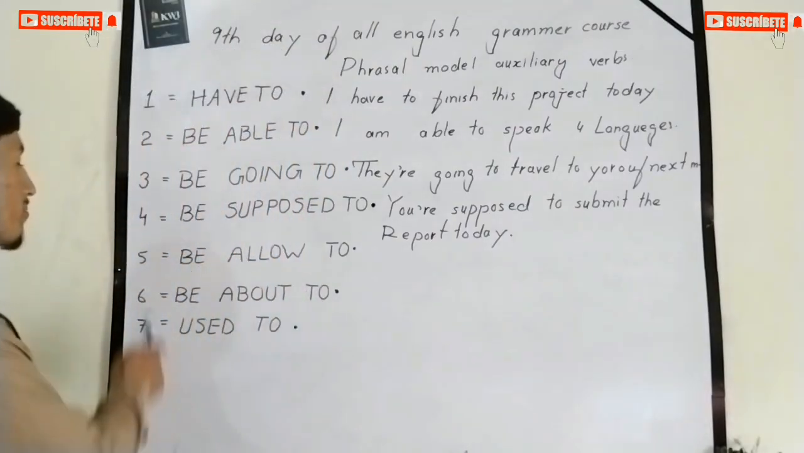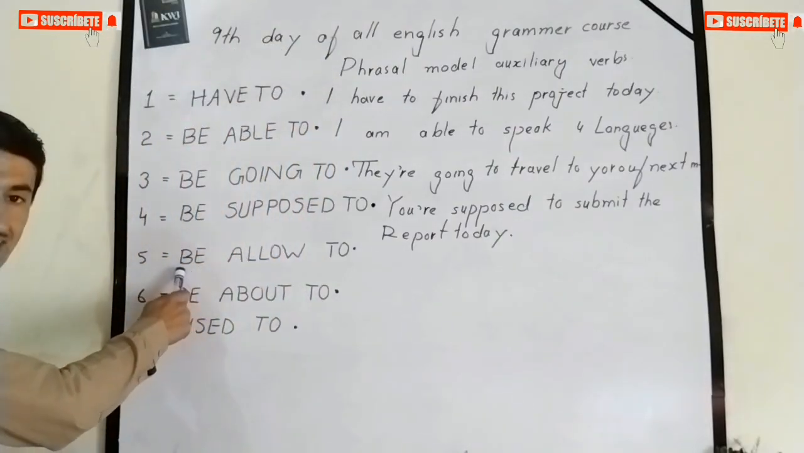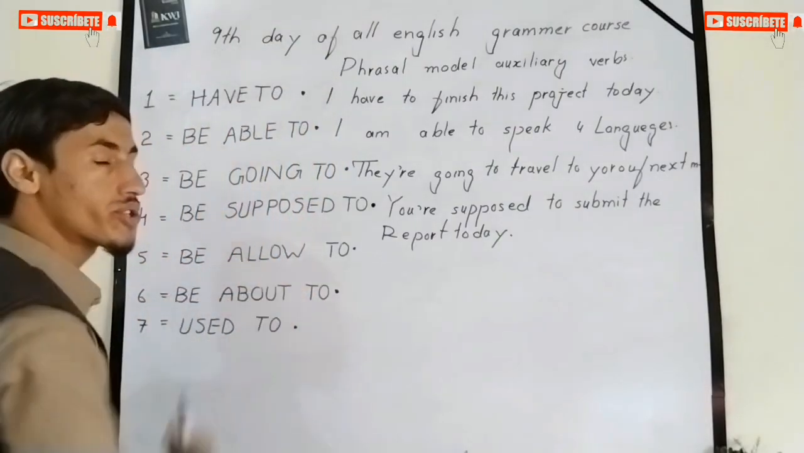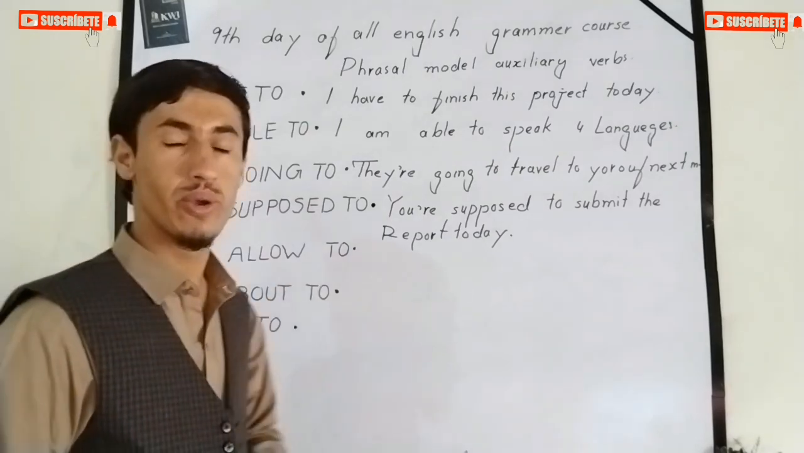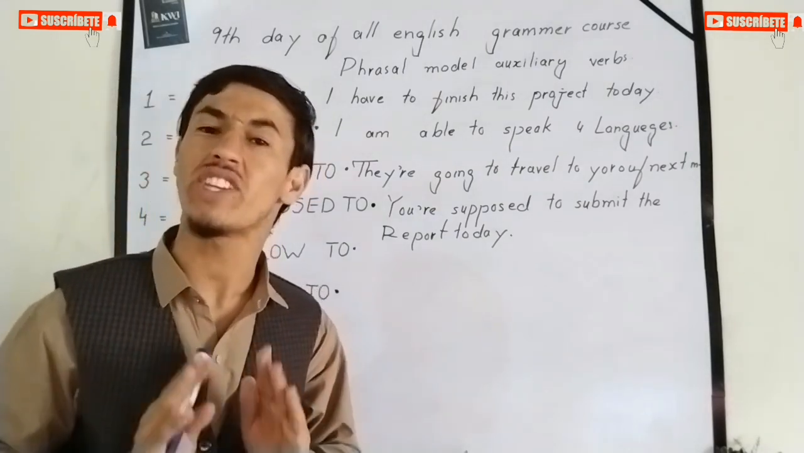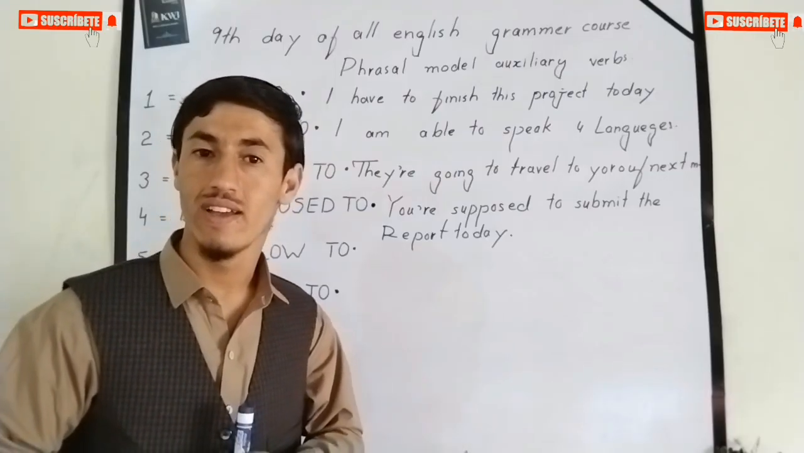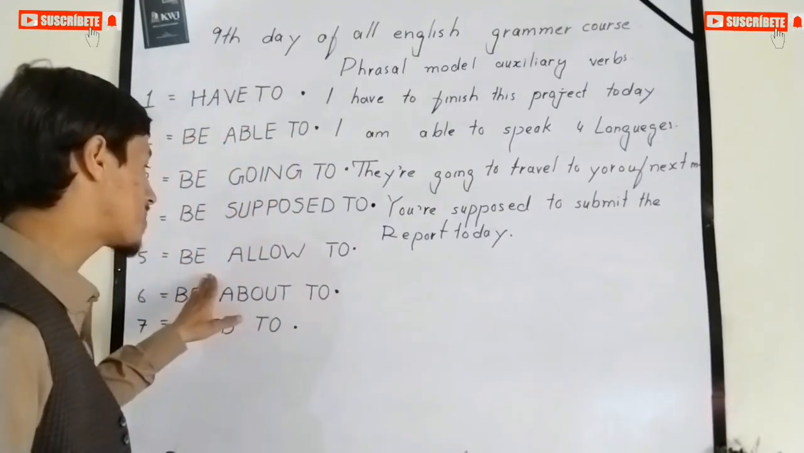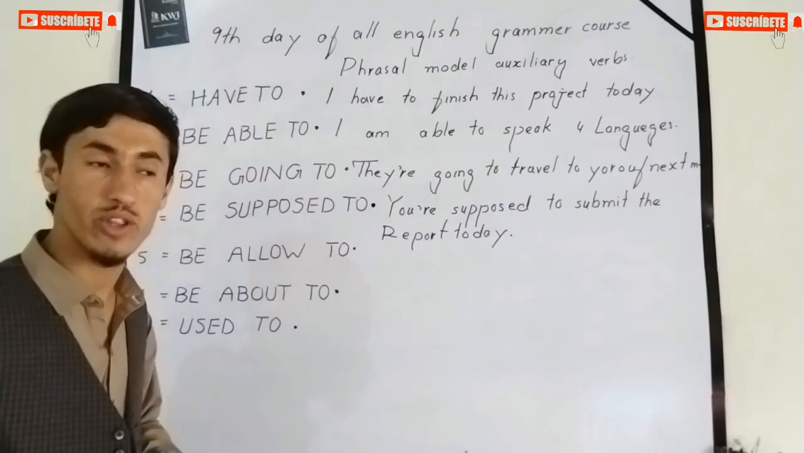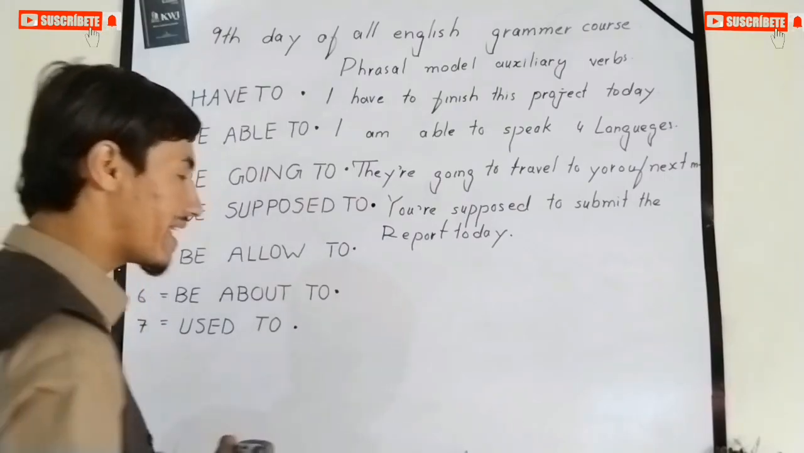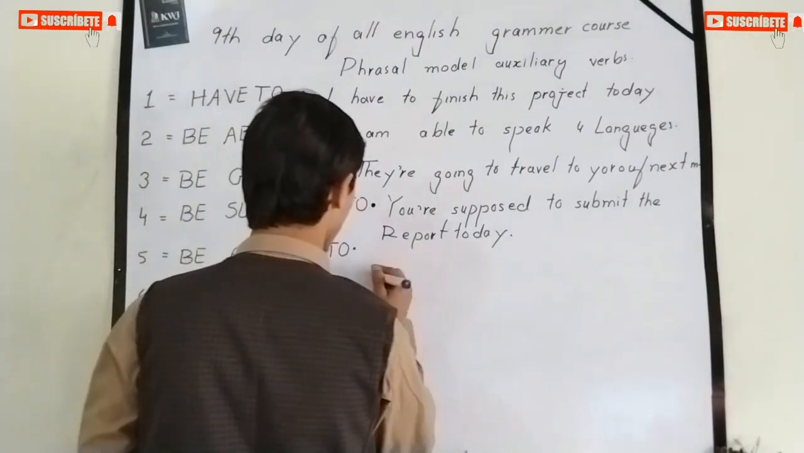Got it? And the fifth phrasal modal auxiliary verb is be allowed to. What does be allowed to mean? Be allowed to means permission. It is used for permission. I will make a sentence for be allowed to, then you will understand.